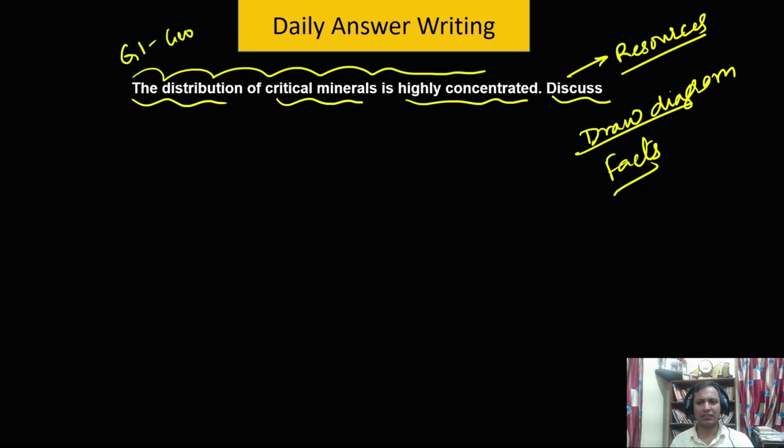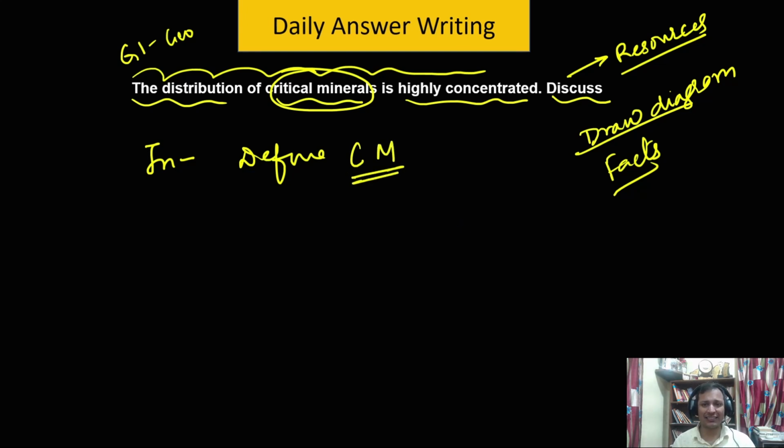The distribution of critical minerals is highly concentrated. So you have to discuss what critical minerals are. In the introduction you have to define it. Then you have to go on and discuss that these minerals are concentrated throughout the world. This means they are not spread out throughout the world, they are concentrated in some pockets of the world. So you can draw a world map, and in that you can show where these minerals are located.